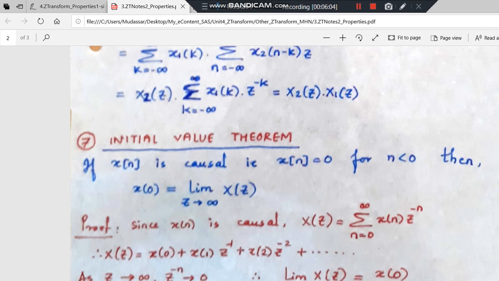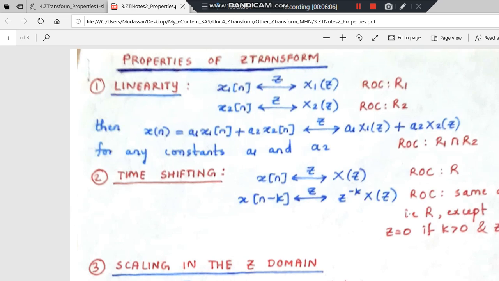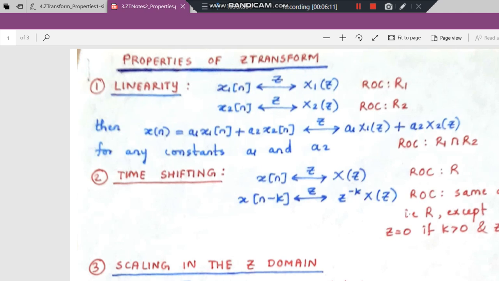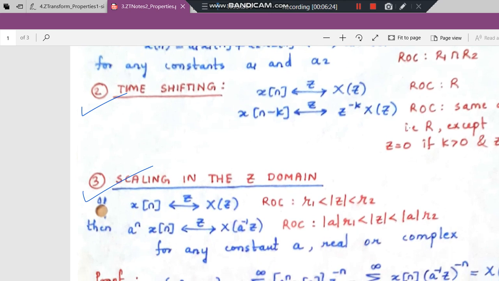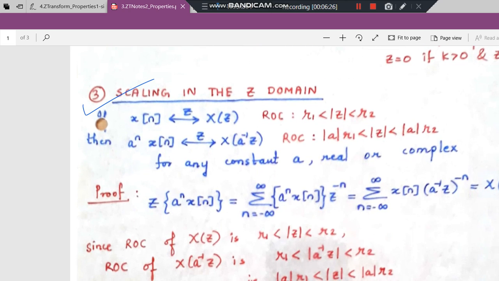So summarizing all the properties that we have seen so far, we have seen the linearity property. Here only the equations are mentioned; the proof we have already seen. We have seen the time shifting property, what happens to the time shifted signals. If it is minus k, it will be minus k. If it is plus k, this will be plus k. What is the scaling in the Z domain property? It is simply a raised to minus 1 z. So a raised to n x of n is nothing but x of a raised to minus 1 z. So remember this equation. This is the important equation.